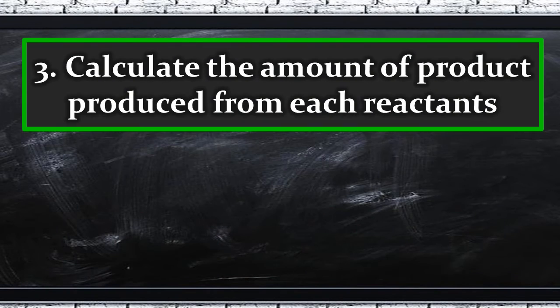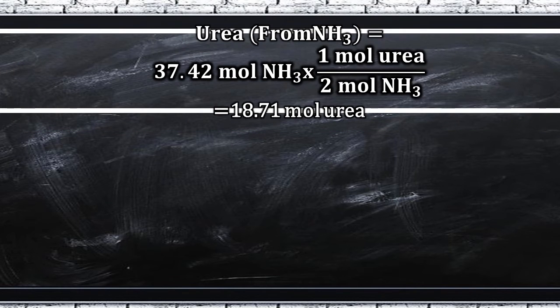The last step is to calculate the amount of product produced from each reactant, that is, the amount of urea produced from ammonia and carbon dioxide. The amount of urea produced from ammonia is equal to 37.42 moles of ammonia times 1 mole of urea divided by 2 moles of ammonia. This ratio is from the balanced chemical equation. This is equal to 18.71 moles of urea.